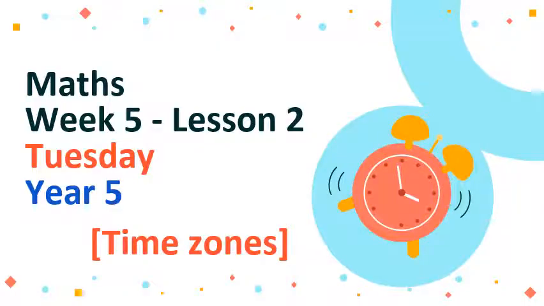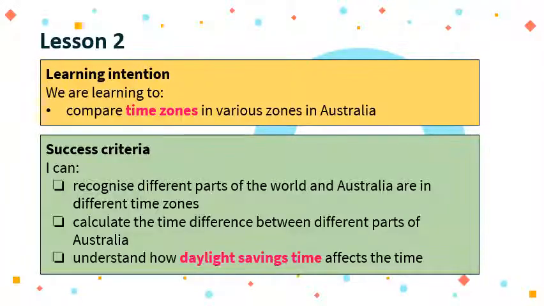All right, welcome to lesson 2 for week 5. This is on time zones today. So in lesson 2 today, we are learning to compare time zones in various places in Australia. To do this, you need to be able to recognize that different parts of the world and different parts of Australia have different time zones. So we'll look at that in a minute. You'll need to be able to calculate the difference between different time zones in Australia and understand how daylight savings time affects the time.